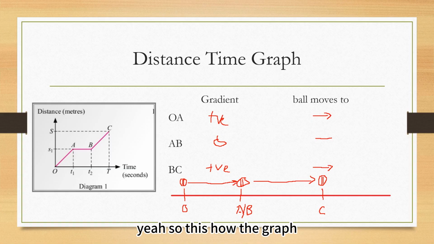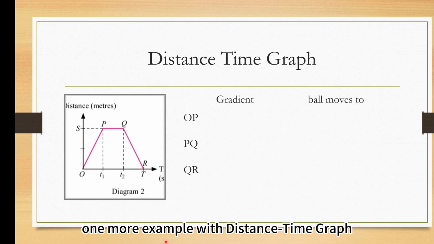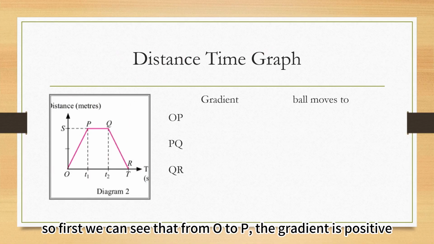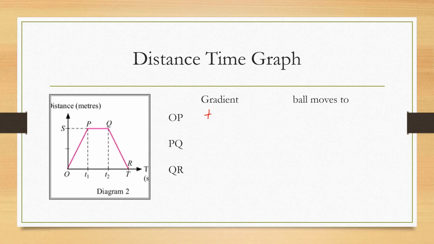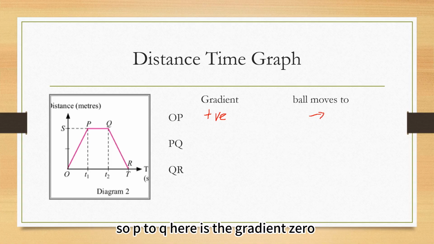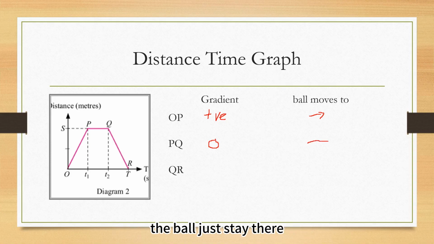Yeah, so this is how the graph looks, how the ball moves. One more example with a distance time graph. First we can see that from O to P, the gradient is positive, so the ball will move to the right hand side. From P to Q, the gradient is 0. Since it's 0, it's stationary. The ball will just stay there.